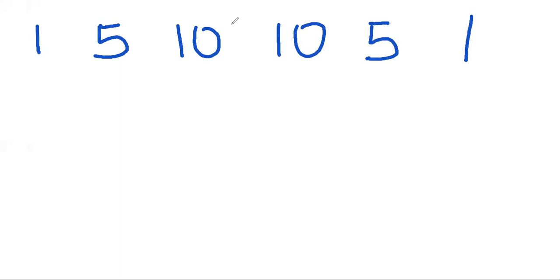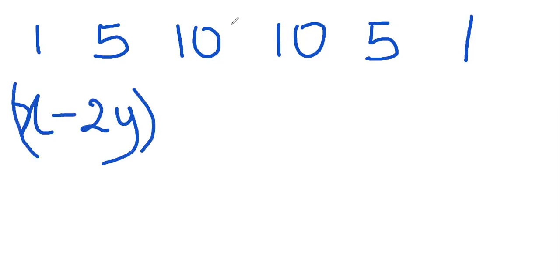In our last class, we talked about how to get the coefficients. It's in a triangle format. Keep adding, and the first and the last digit has to be 1. So, for example, let's say you want to expand x minus 2y raised to power 5. This is going to be a long one, but just take it step by step.